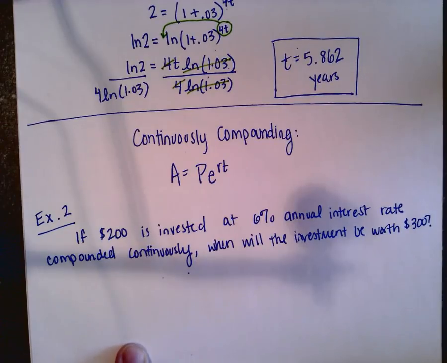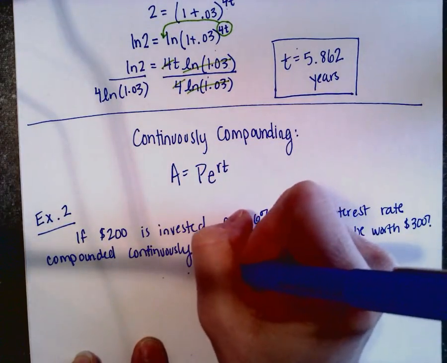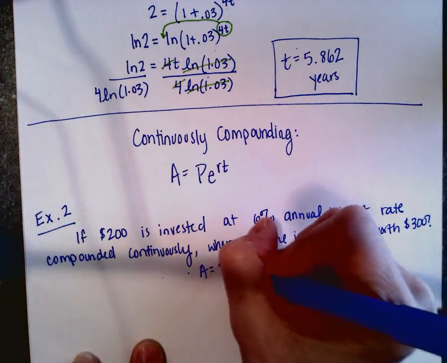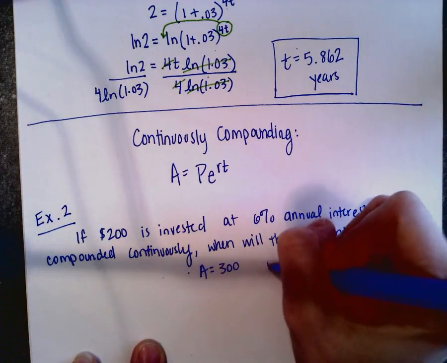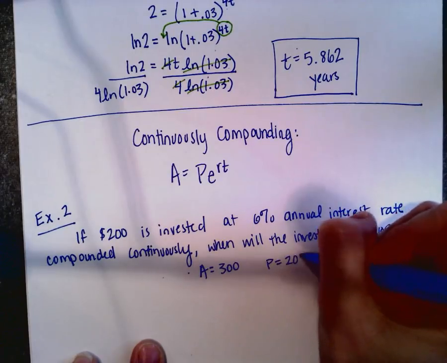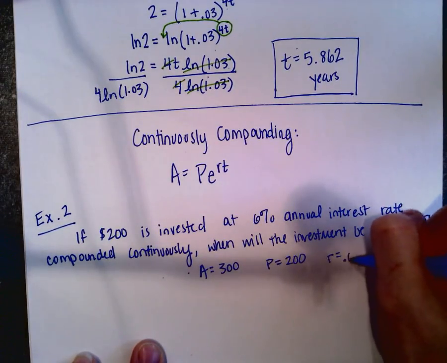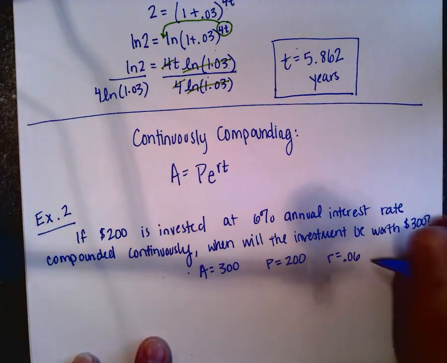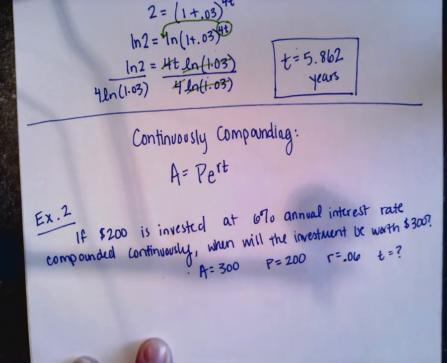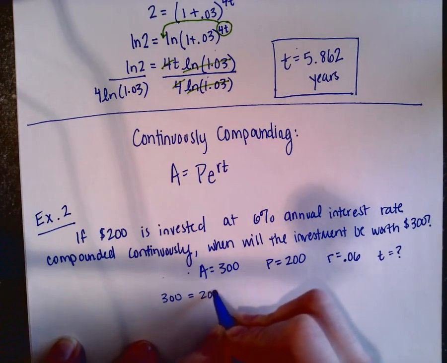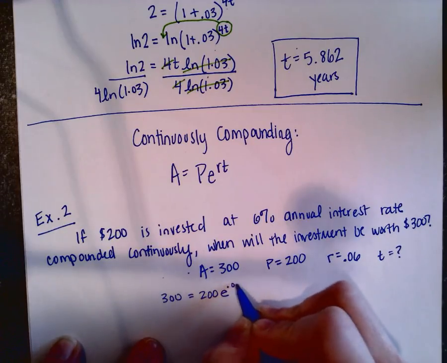So to set this up, our A value, the amount we end up with, will be 300. Our P value will be 200. That's the amount we start with. Our interest rate, 6%, so we would put 0.06. And our t-value, we don't know that. That's what we want to know. So setting this up, I have 300 equals 200 times e to the 0.06t.